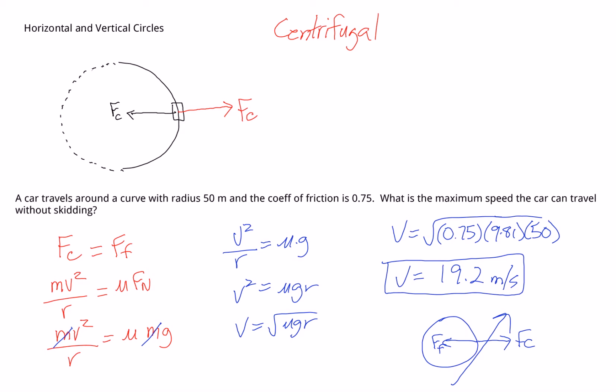Okay, so that's it for a horizontal circle. They all work sort of the same. The only other kind of different question you could get is maybe a satellite or something going around the Earth, where we'd have gravity equal to centripetal. But we're going to do those questions a little bit later on, so we'll leave that out for now.